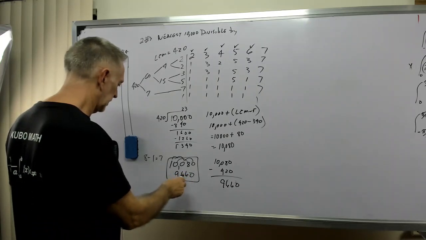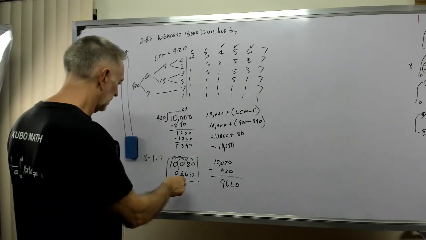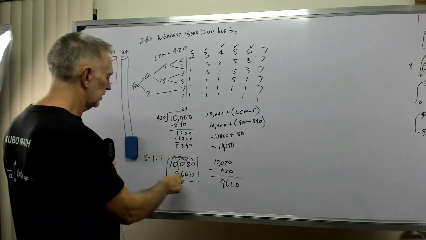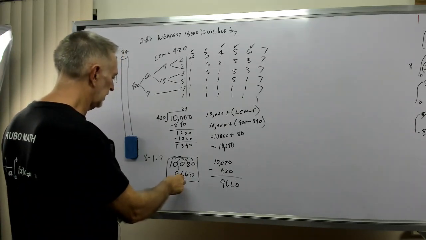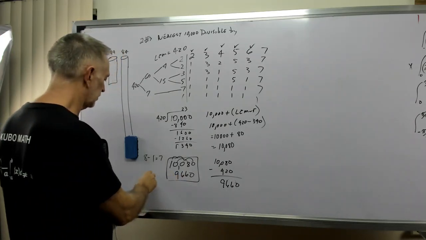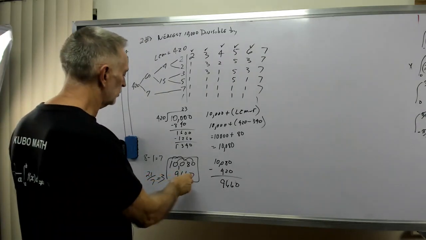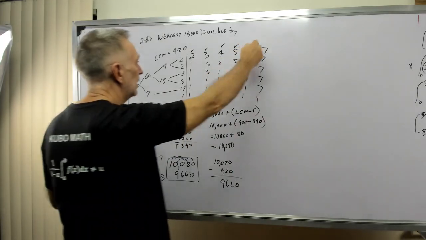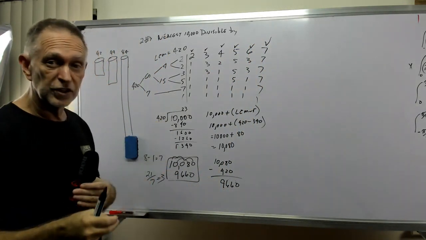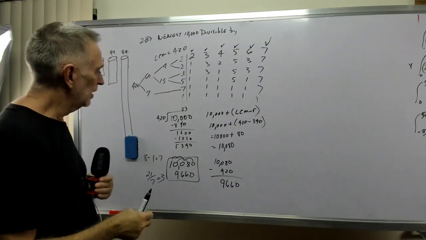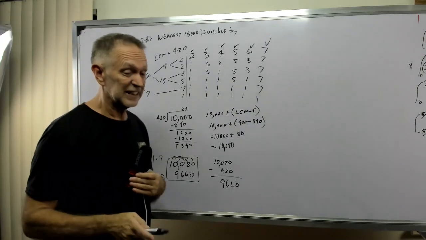0, 6, 9, 6, 15. Well, in this case, 9 plus 6, 15, 21. 21 is divisible by 7. So that'll go. So both of those are divisible by 7. So that takes care of that. So those two numbers are closest to 10,000. And they're all divisible by 2, 3, 4, 5, 6, and 7.